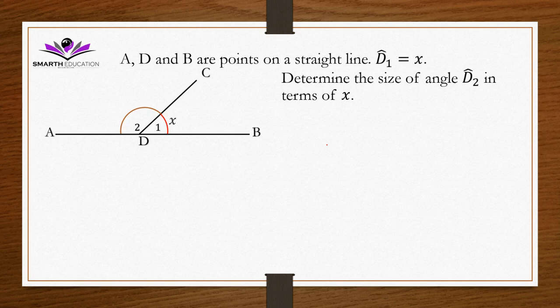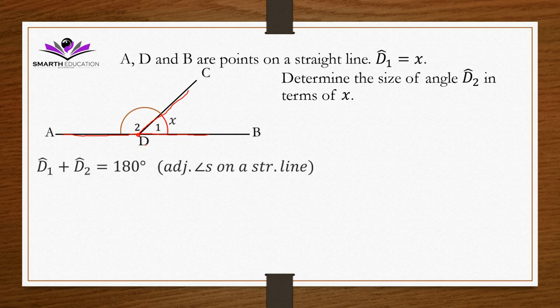We don't change anything. So here we have our common vertex, we have our common arm, and it means D1 and D2 are adjacent angles on a straight line. So if we add D2 and D1, we must get 180 degrees. So we're saying D2 plus D1 is equal to 180 degrees, reason: adjacent angles on a straight line. We have our statement and the reason. Please don't leave out the reasons. It's always statement and reason.